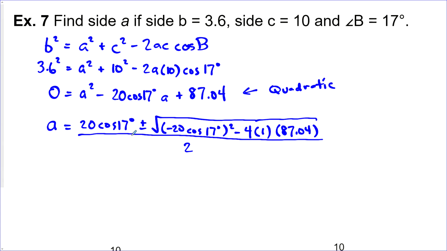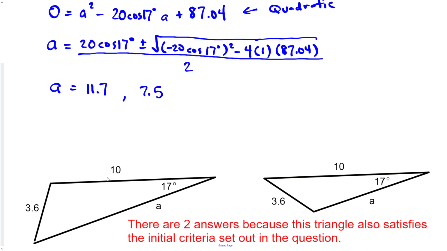I put this big huge mess into my calculator twice. Remember, once with the plus sign and then once with the minus sign. And I get two different answers. I get 11.7 and I get 7.5. And there's no units in this question, so those are the two different side lengths. Because I had a quadratic and it's giving me two answers. And then if we actually drew this to scale, then there are two angles because this is an ambiguous triangle. So here's our side 10, here's our side 3.6, and it can fit like this with an obtuse angle here or an acute angle here. So see, this side's small enough to fit right here and create this triangle.